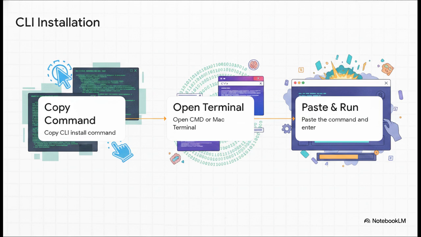Hop back over to the anti-gravity setup page and you'll find a specific line of code tailored to your operating system. Just copy that CLI install command. Next, open up your command prompt if you're on Windows or your terminal if you're rocking a Mac. Paste that command right into the window and hit enter. It might take a little bit of time to download and unpack all the packages, so just sit back and let it do its thing.